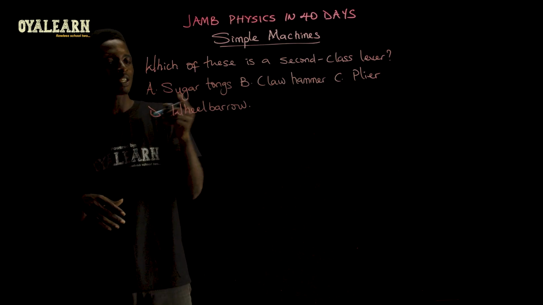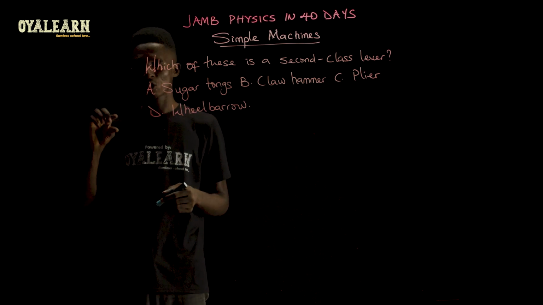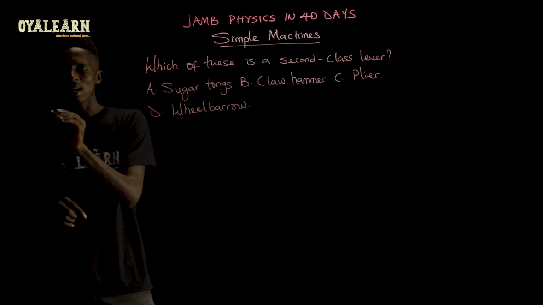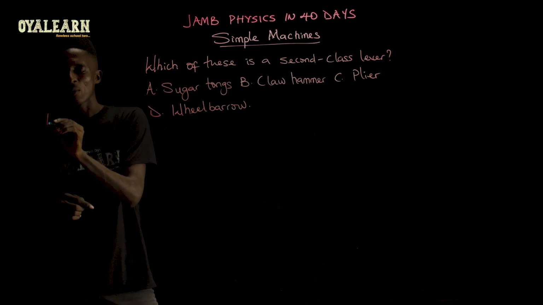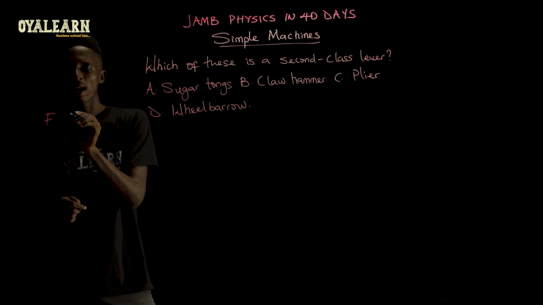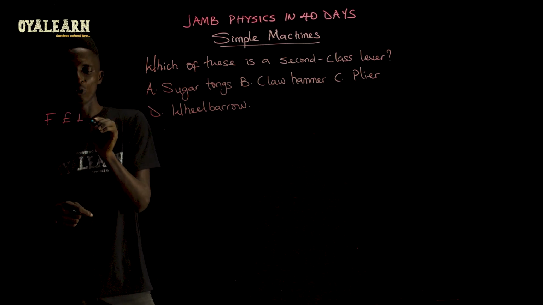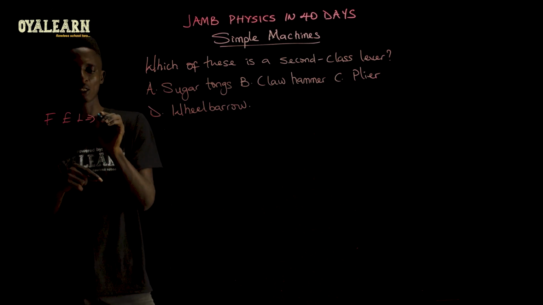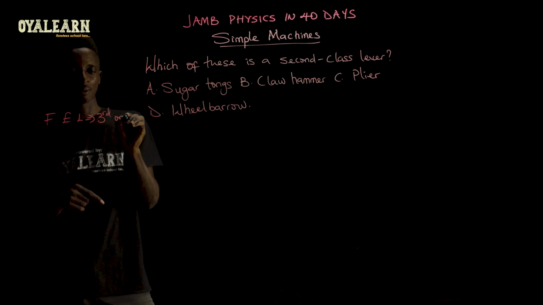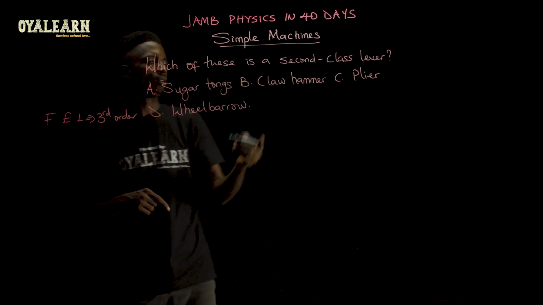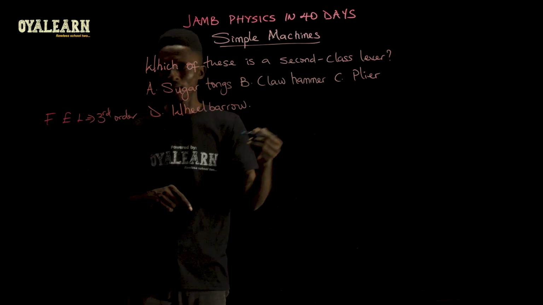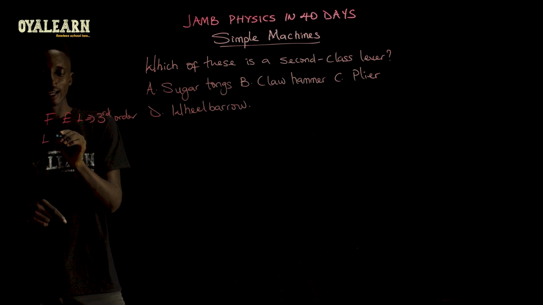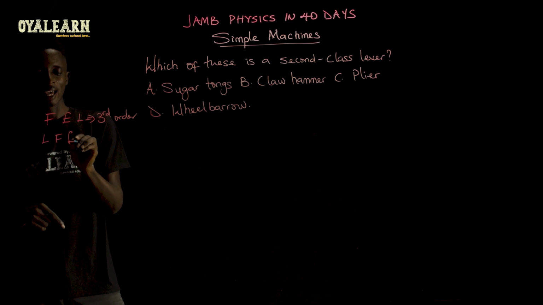So the first option we have here is the sugar tongs, which is just like the forceps we use. When you consider that, the arrangement is that we have the fulcrum, then we have effort, and then we have load. This tells us that when the effort is in the middle, it is third order. For the case of the claw hammer, the arrangement is load, then fulcrum, then effort.